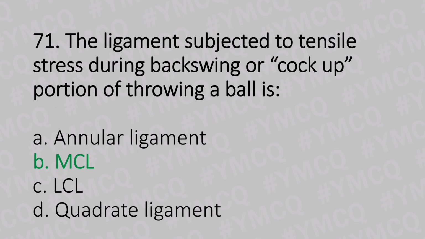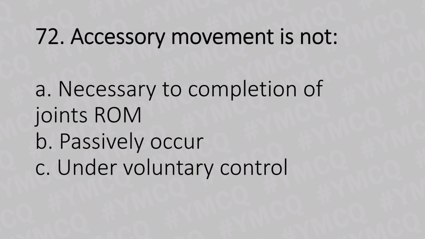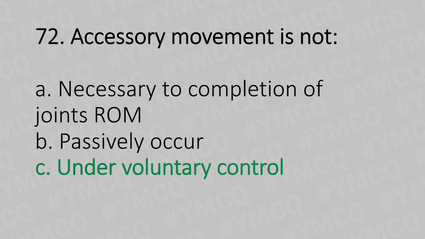Moving to our 72nd question. Accessory movement is not: option A, necessary to completion of the joint range of motion; option B, passively occurs; option C, under voluntary control. And the answer is option C, under voluntary control.